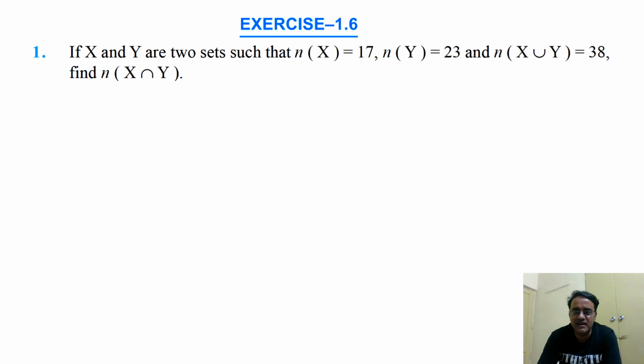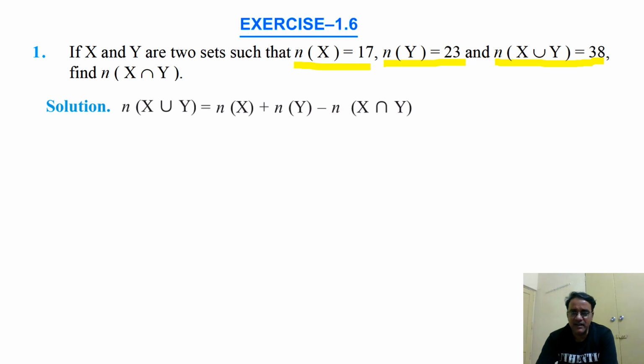Now see what is given, that n of x is equal to 17 and n of y is equal to 23 and n of x union y is equal to 38. Now we have to find n of x intersection y. So we are going to use the two-set formula. According to that, n of x union y is equal to n of x plus n of y minus n of x intersection y. So we are going to substitute all these values. After substituting, we will get this.